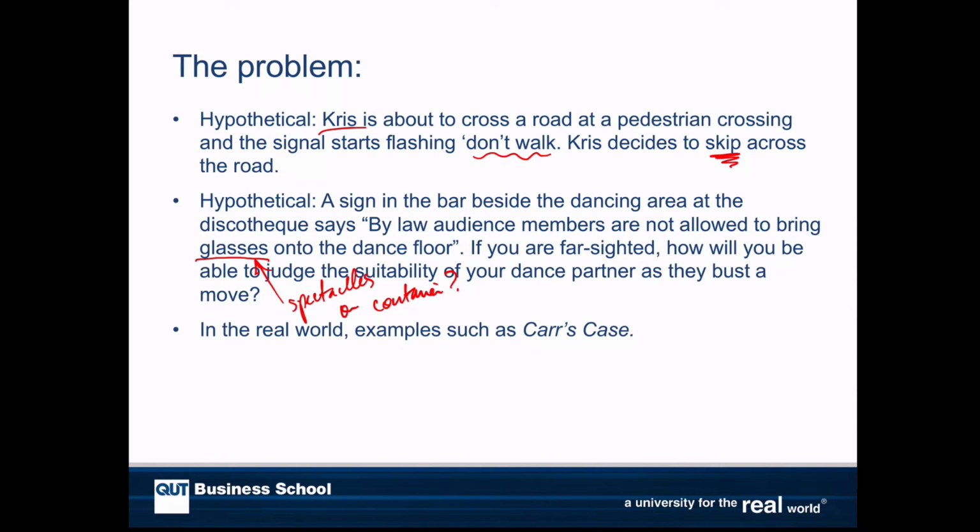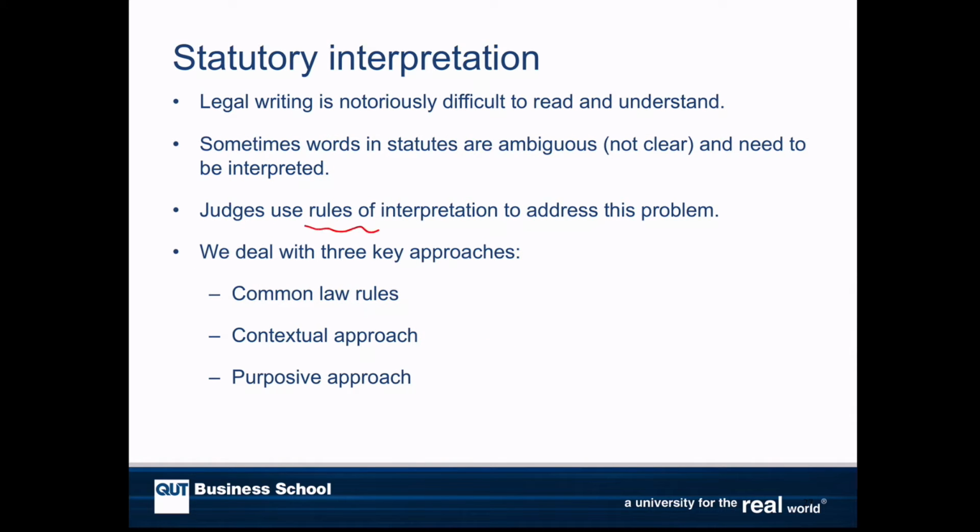So we can see real-world examples such as Carr's case, that we'll talk about when we do the particular lecture. The key thing here is a piece of legislation may say one thing and then people try to use wordplay to get around it, as in the first example, or, in the second example, it could honestly be interpreted multiple ways. How do we solve these problems? The way they're solved is that judges use rules of interpretation, and we're going to deal with three rules: common law rules, the contextual approach, and the purposive approach.